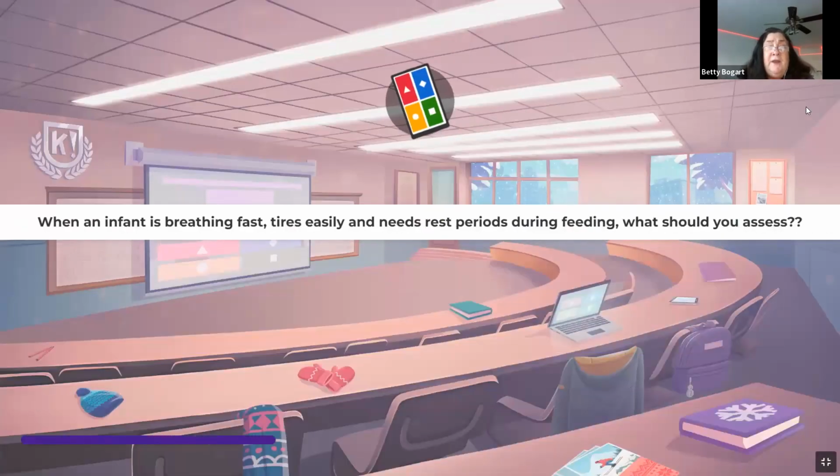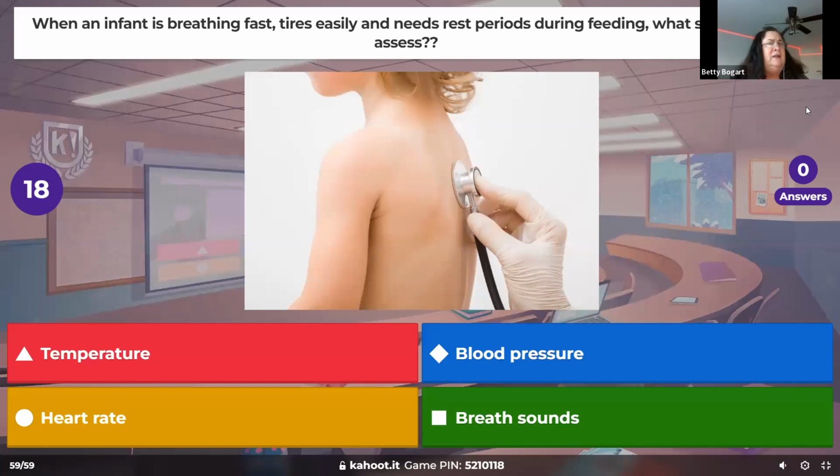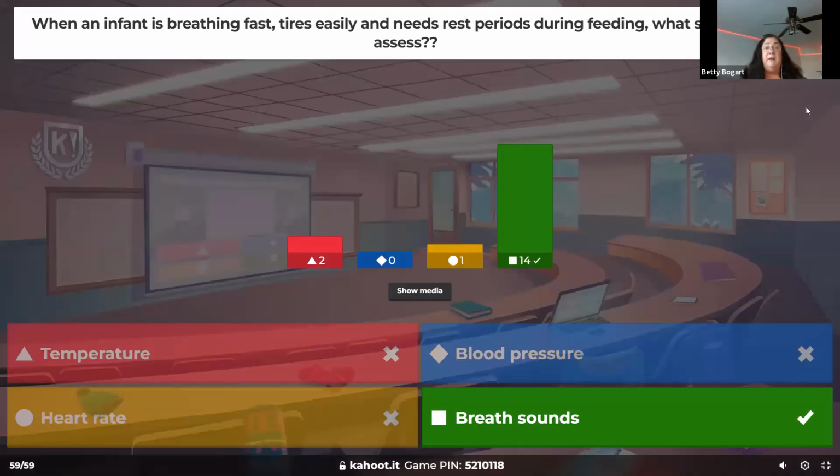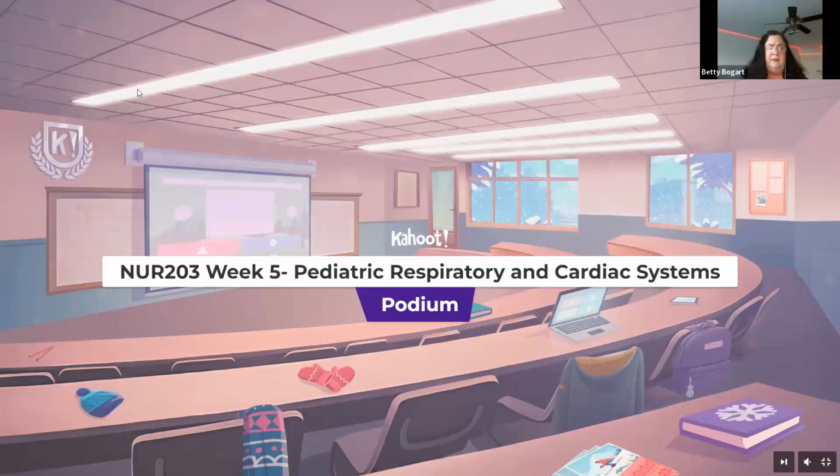And last question. When an infant is breathing fast, tires easily, and needs rest periods during feeding, what should you assess on that child? You know, what's going on? You need to do an assessment. Something's happening here. Probably going into congestive heart failure. Yes, breath sounds. Good job, guys.